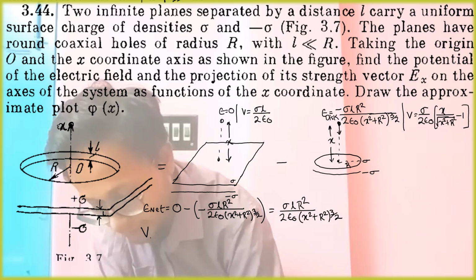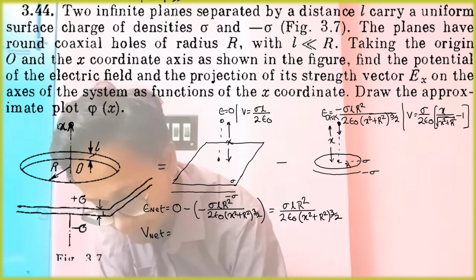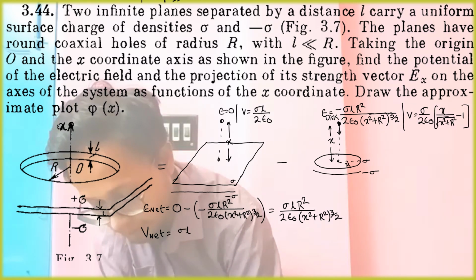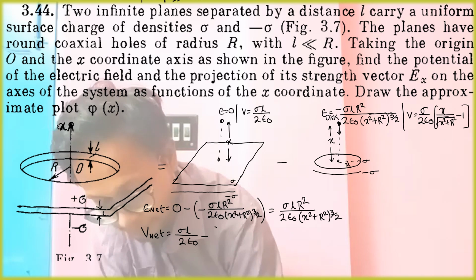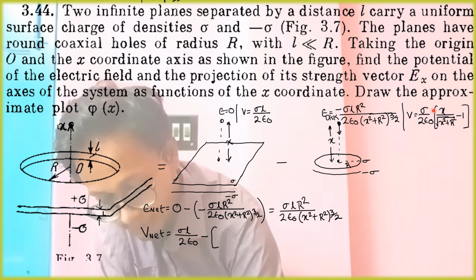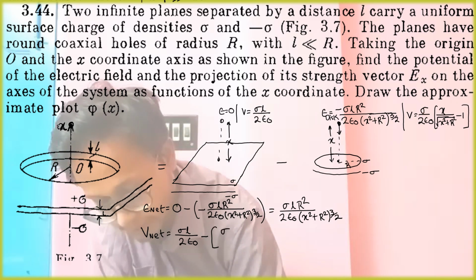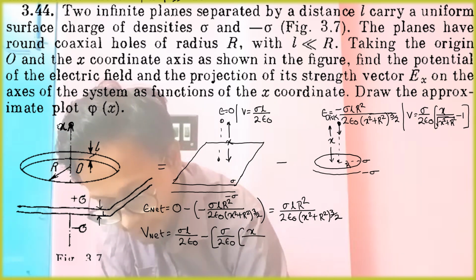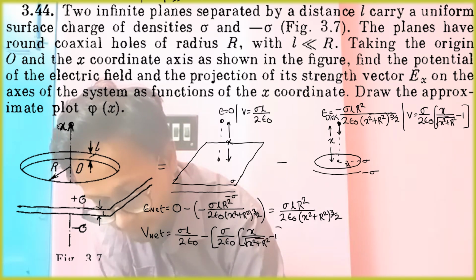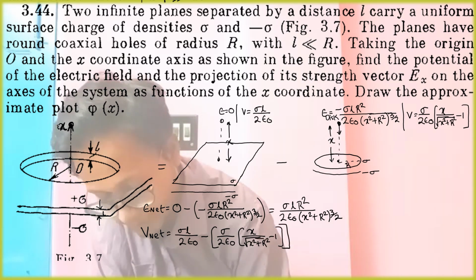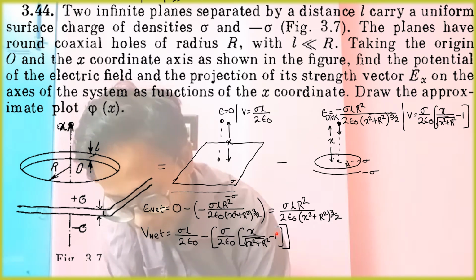Similarly, the net potential due to the infinite plate out here is nothing but sigma L by 2 epsilon naught, minus, see, what is the potential due to a disk out here? Sigma by 2 epsilon naught into x by under root of x square plus r square minus 1, isn't it? Now if I evaluate this, this sigma L by 2 epsilon naught and this minus 1 would get cancelled.